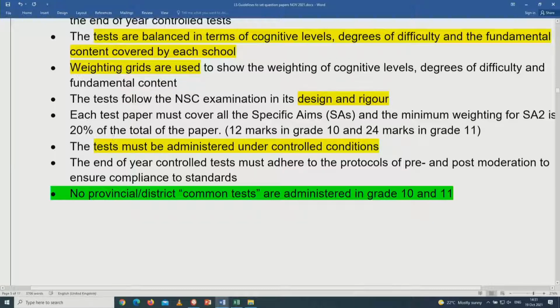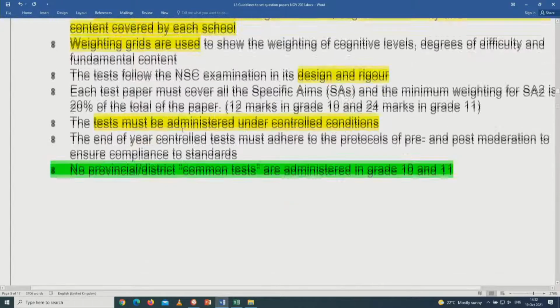Each test paper must cover all the specific aims. There are 3 of them, with specific aim 2 being 20% of the total paper. Try to adhere to this criterion. It is the scientific investigation part. Your experiments and questions on that: your aim, conclusion, validity, reliability, those types of questions.